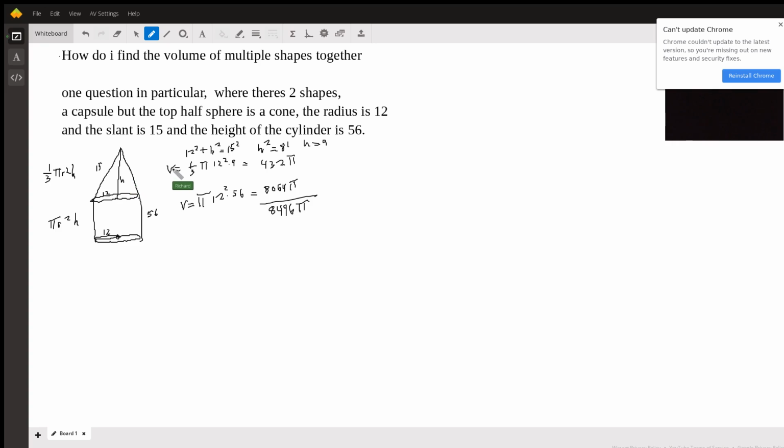It's always nice to do a real-world kind of problem when we're doing math. So that's it for this problem.